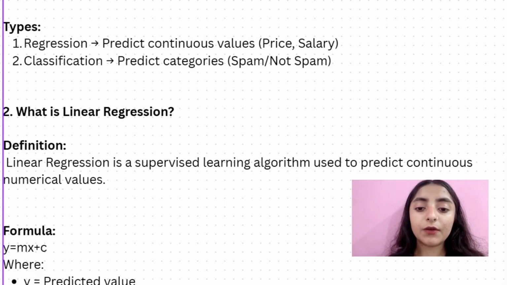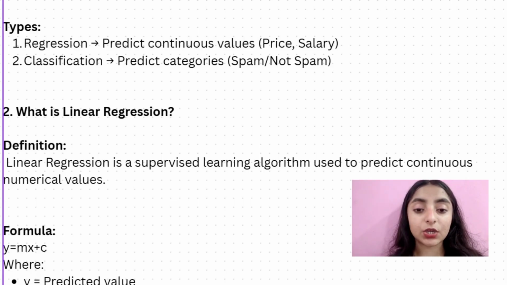Now we are going to learn what is linear regression. Linear regression is one of the major topics in machine learning, and we use it in many places. It has some mathematically simple equations also. So what is linear regression? Linear regression is a supervised learning algorithm used to predict continuous numerical values.